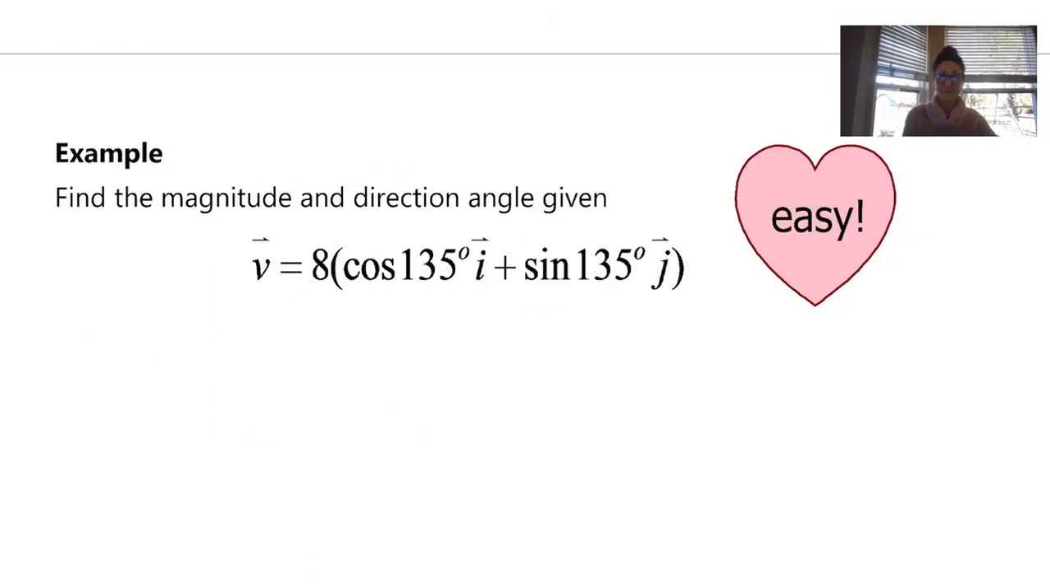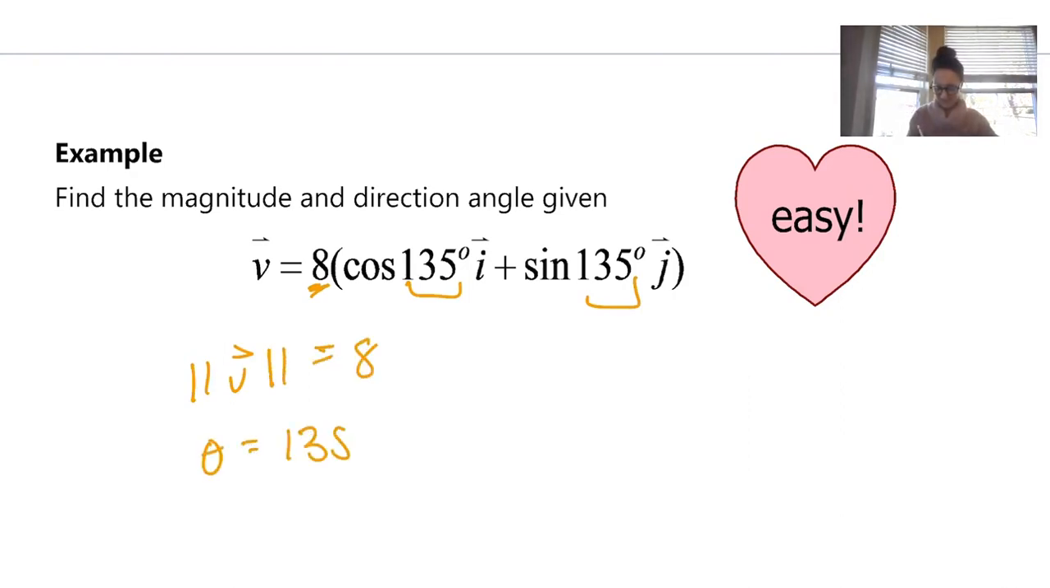Now if I asked you to find the magnitude and direction angle of a vector in trig form, then it becomes really easy, right? Because remember, in trig form, that is the magnitude, and this is your angle. So the magnitude in this case is 8, and theta is 135 degrees.